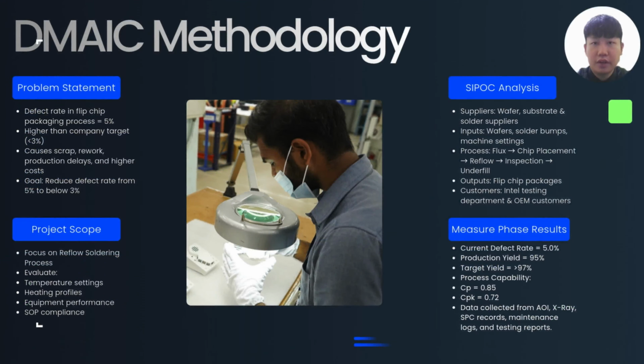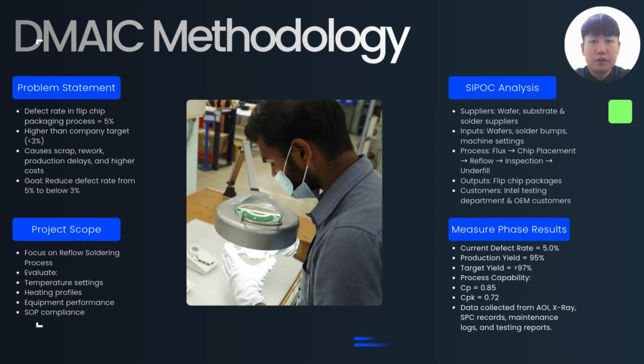This slide explains the define and measurement phase of the DMAIC methodology used at Intel Penang Assembly and Test. In the define phase, the main problem identified was the high defect rate in the chip packaging process. The defect rate was around 5%, which is unacceptable for the company quality target of less than 3%. This defect caused scrap, rework, and production delay, and also increased the manufacturing cost. Therefore, the project objective was to reduce the defect rate from 5% to below 3% and improve the overall production quality.